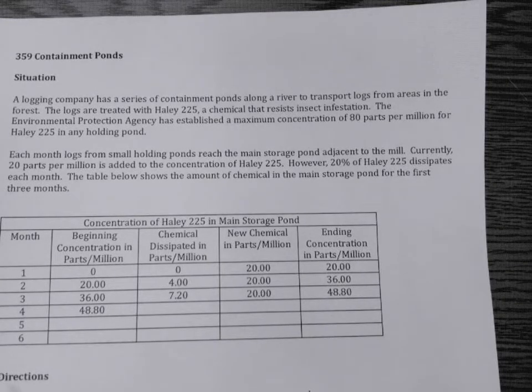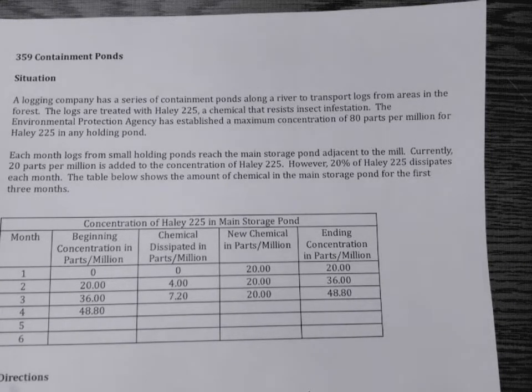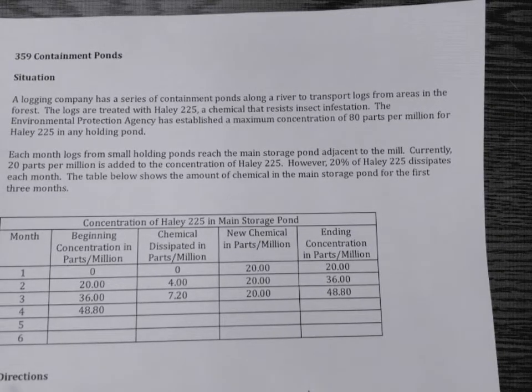All right, so a logging company, if you haven't read this before, some of you might have started it, others of you not, but I'm just going to pretend we haven't done it yet at all. So 359, a logging company has a series of containment ponds along a river to transport the logs from areas in the forest. The logs are treated with this chemical, Haley 225, a made-up chemical, but it resists insect infection.